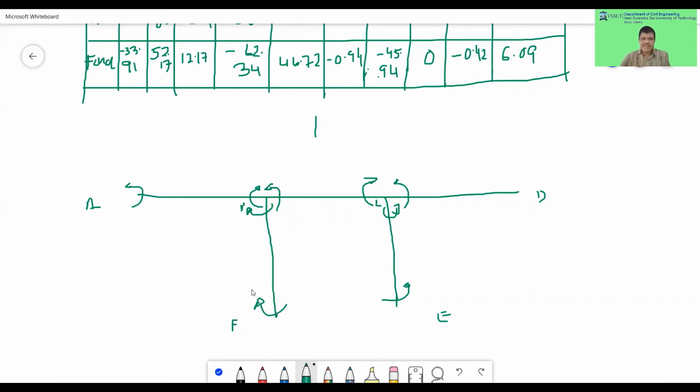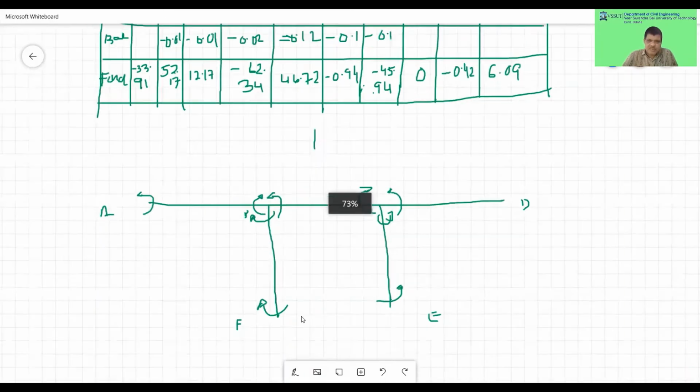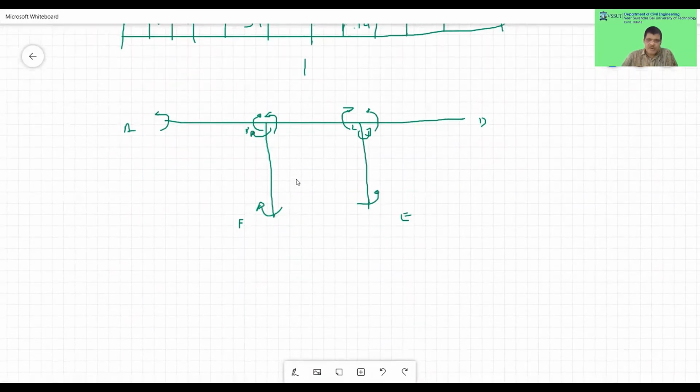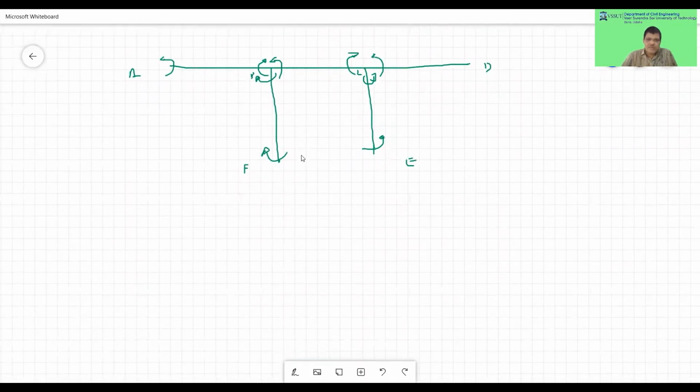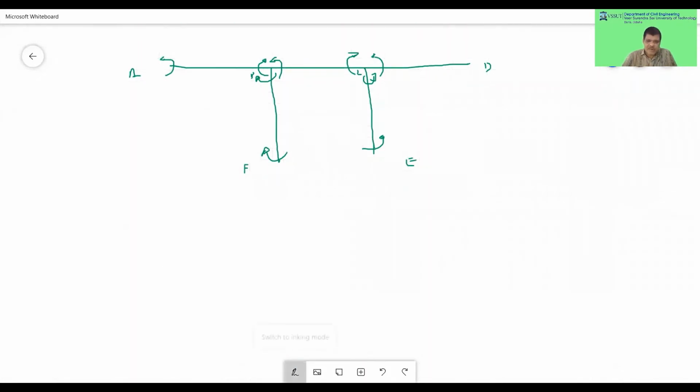Once you find these moments like this, now you can draw the bending moment diagram. By seeing here, we can put this. You can go for the bending moment diagram. From this, if you draw these values, you can now draw the bending moment diagram.